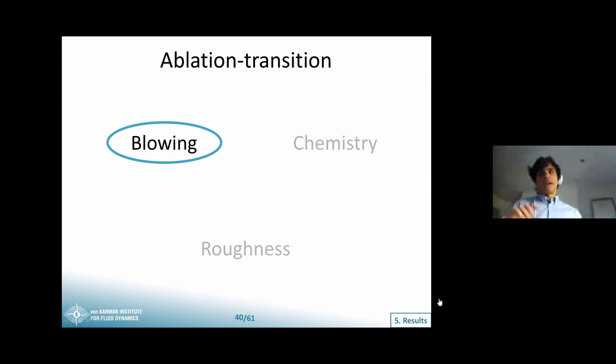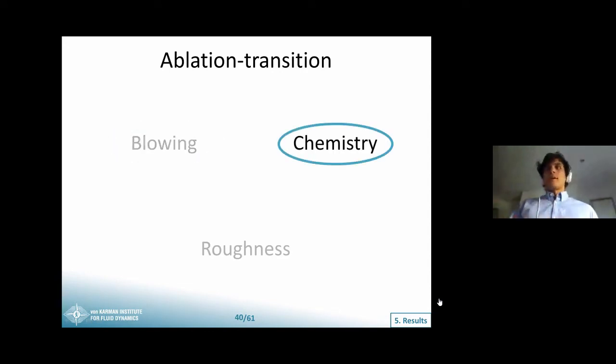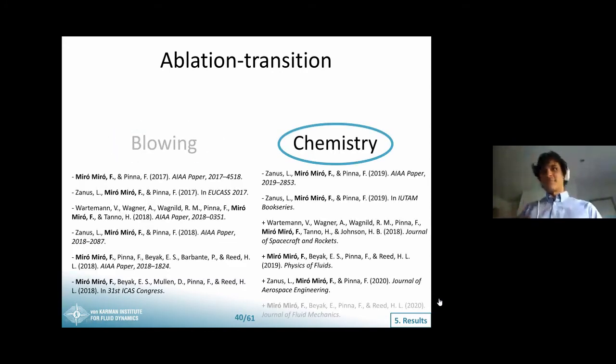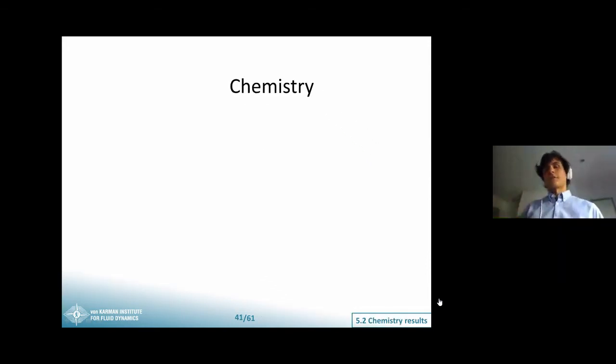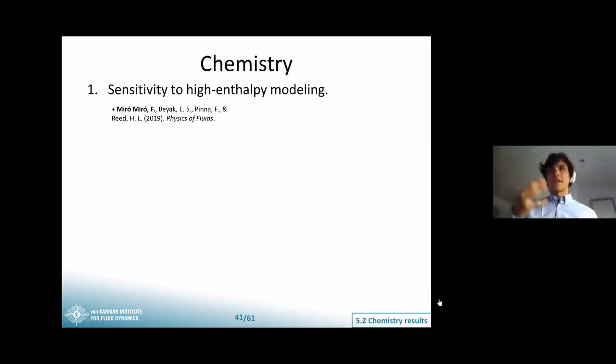Okay, so that was the analysis of blowing in isolation. Then we looked at chemistry effects. Actually, this is what kept me busy for the most time during these past years. Once again, we had 4 different lines of research, which coincide with the 4 sections of chapter 10. The first of them was a study on the sensitivity of the results to high enthalpy modeling, which we published in Physics of Fluids last year.